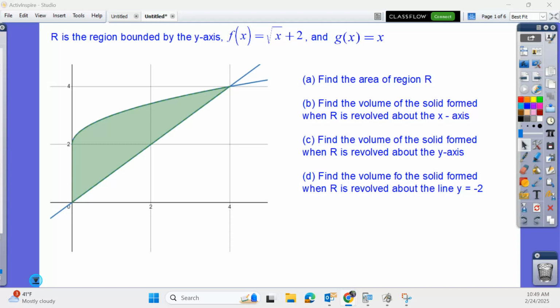All right, we're going to look at how to find some areas and volumes using integrals. The volumes are going to be, for this video, solids of revolution. And we're going to look at a few here. This is an introductory video.